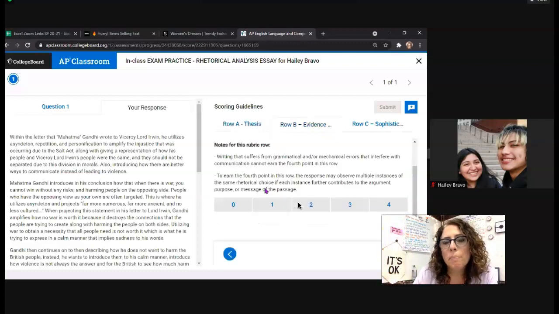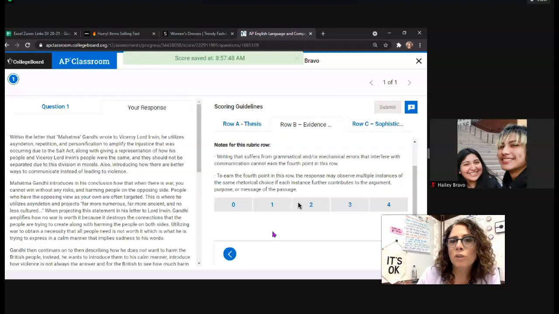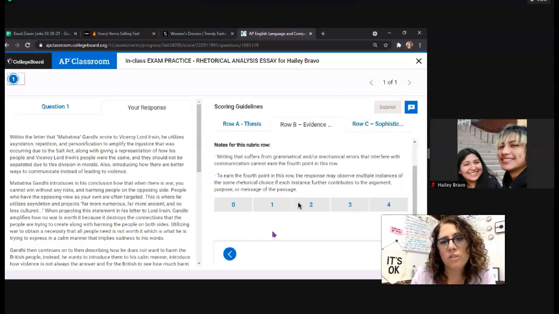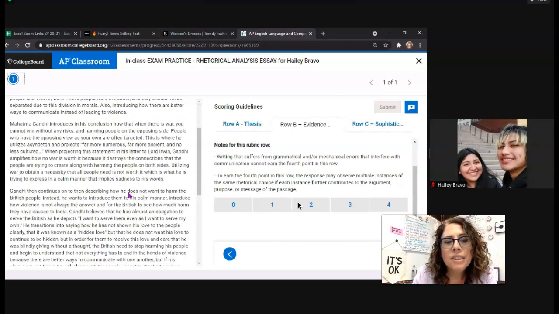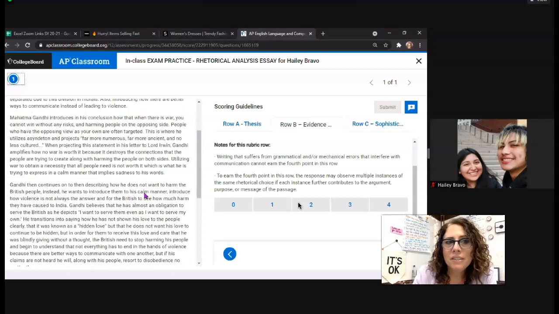Row B is the bulk of the points. This is where 4 points, you've got to hit it either 3 or 4 here. This is the evidence and the analysis. So this is your body. So what we want to do is just look at her first paragraph.